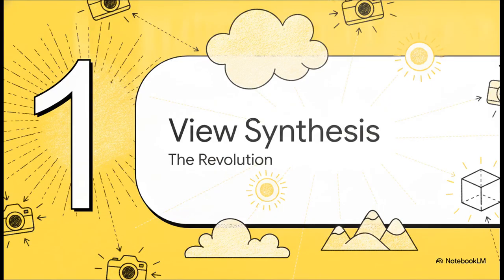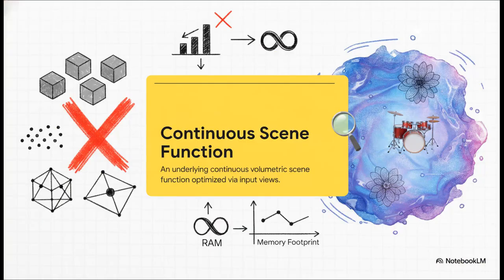Section 1, the view synthesis revolution. Let's pause for a second and really define this massive foundational term you're seeing: continuous volumetric scene function. To truly grasp why NeRF is such a massive leap forward, you really have to understand the old way of doing things, what it's replacing. Historically, in computer graphics and early neural rendering, if we wanted to represent a 3D object, let's say a highly detailed toy drum kit or an intricate flower, we used discrete structures.